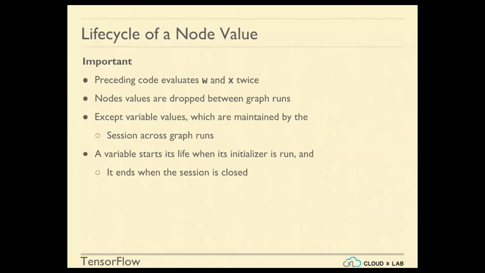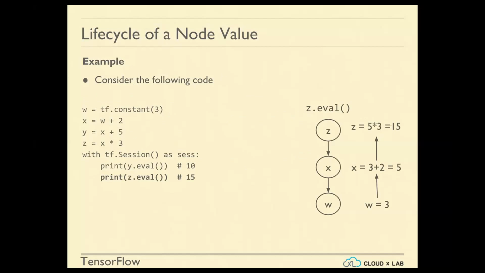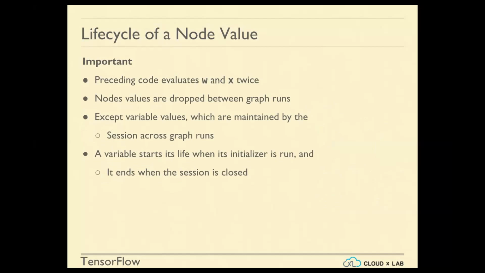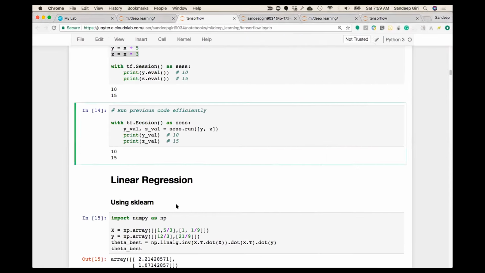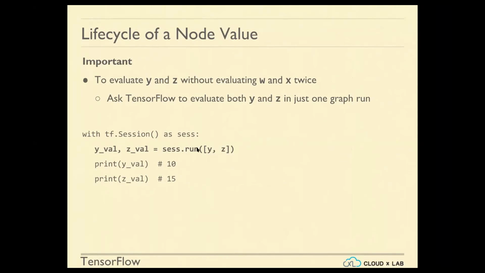So here, the preceding code that we did just now is evaluating X and W twice, okay? Because when we are running them individually, what's happening is it starts the whole evaluation again, right? To make it run in a single shot, we can actually run y and z in a single way.